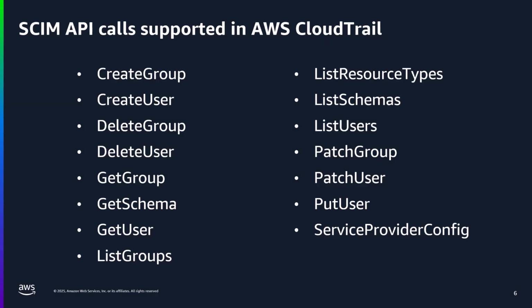The list of SCIM API calls that support AWS CloudTrail and that you can use for your CloudWatch alarms are the following: CreateGroup, CreateUser, DeleteGroup, DeleteUser, GetGroup, GetSchema, GetUser, ListGroups, ListResourceTypes, ListSchemas, ListUsers, PatchGroup, PatchUser, PutUser, and ServiceProviderConfig.